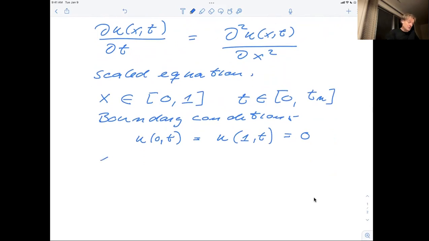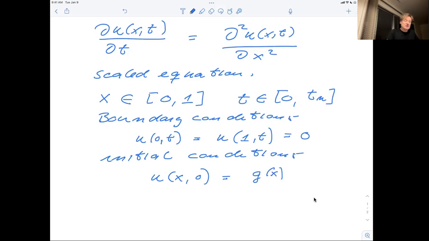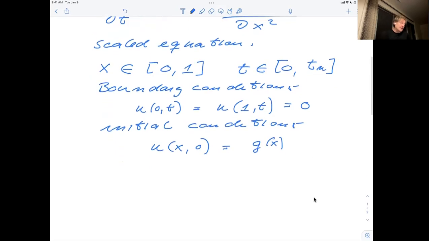And then we would have some initial conditions. In that particular case, we would have u of x at 0, which would typically be given by some function which we can just call g of x. So the boundary conditions and the initial conditions are known. Now, the next thing which we will do is to discretize.